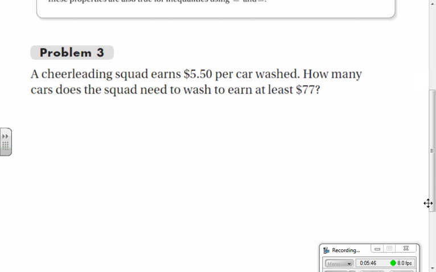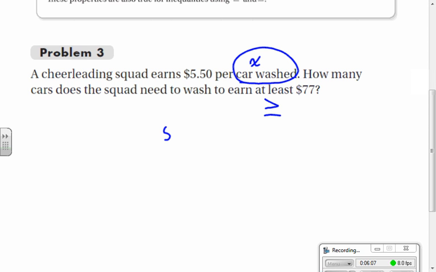Cheerleading squad earns $5.50 per car wash. How many cars does the squad need to wash to earn at least $77? We saw on some previous problems that at least can be represented by inequality greater than or equal to. And let's let X be the number of cars they wash. So the number of cars washed is X.